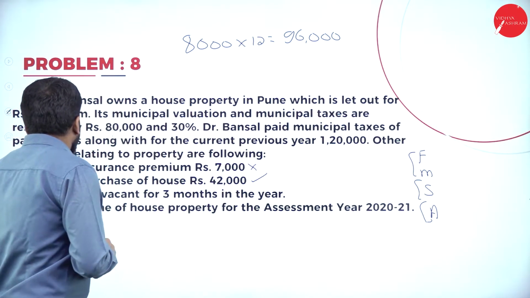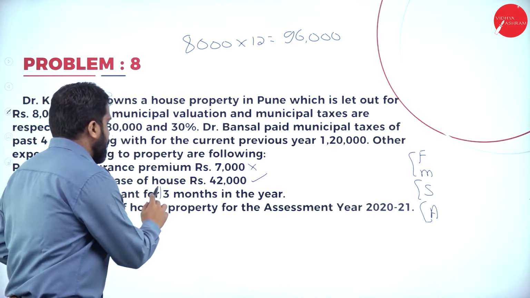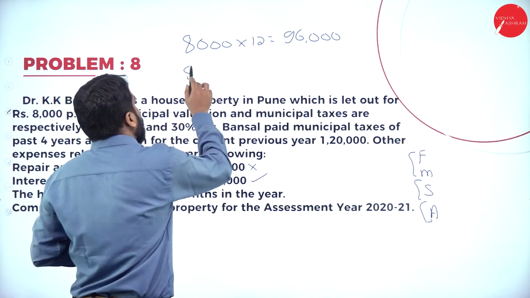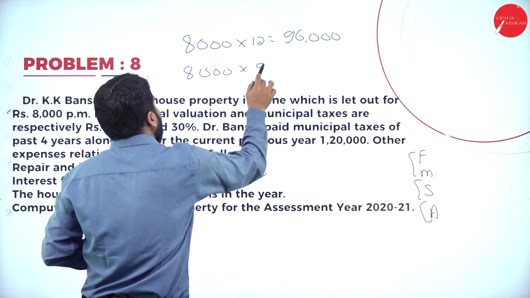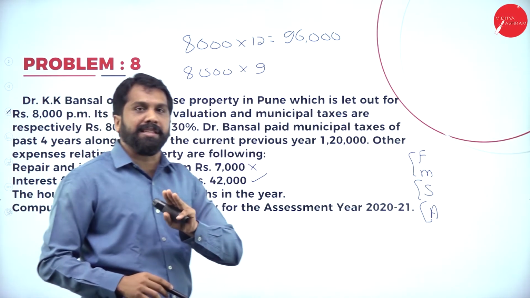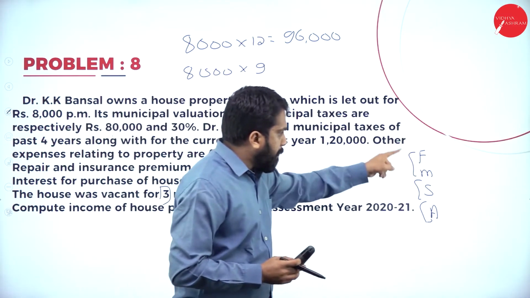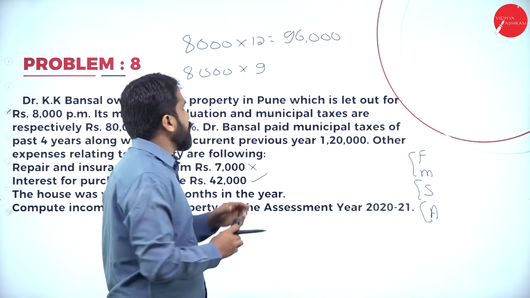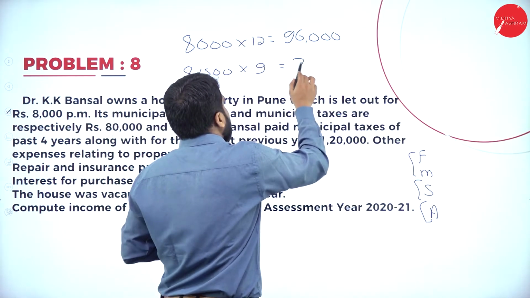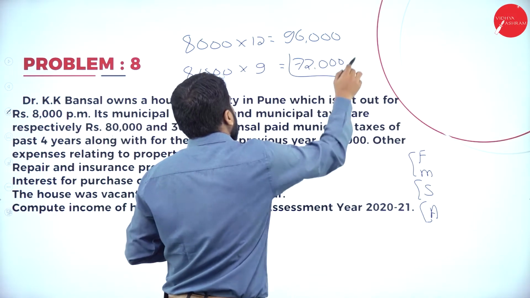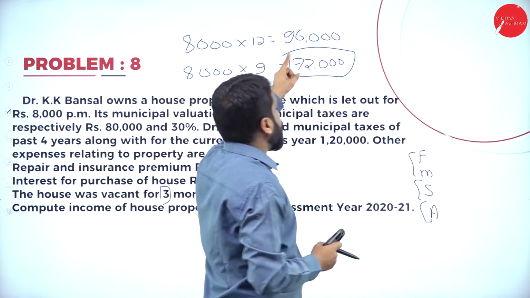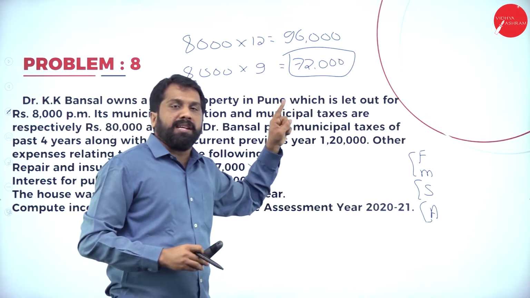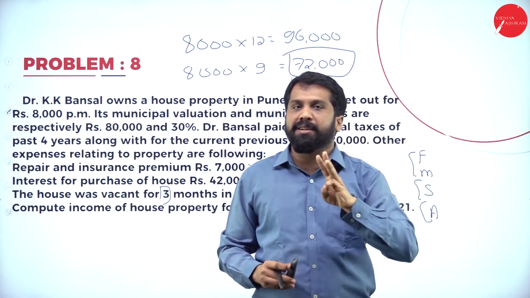Now, the house was vacant for 3 months. Even though the rent has to be collected 96,000, you collected 8,000 multiplied with 9, not 12. Why? Because for 3 months it was vacant. But for comparison purpose, we should consider 96. But while writing your answer, you should consider only, how much? 72,000. For comparison purpose, we go for 96. But while writing, you should consider only 72. Why? Because even though it is 12 months rent, for 3 months it was vacant.